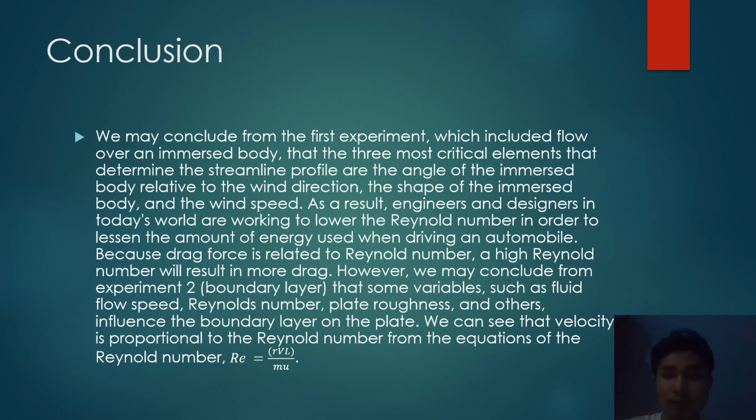However, we may conclude from the experimental boundary layers that some variables such as fluid flow speed, Reynolds number, plate roughness, and others influence the boundary layer on the plate. We can see that velocity is proportional to the Reynolds number from the equation of the Reynolds number.